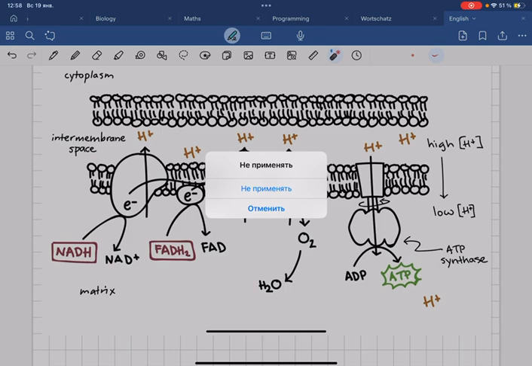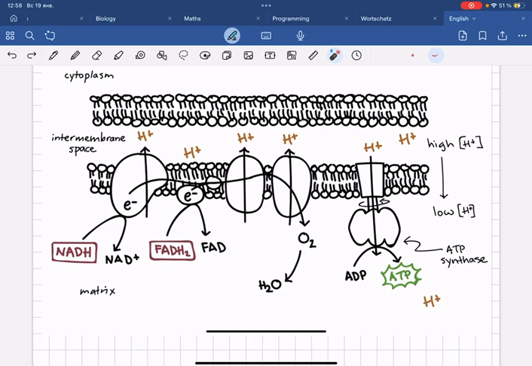So, the second step is called electron transfer. Electrons are passed through a series of proteins and cofactors in the chain. This includes complex 1, complex 2, complex 3, and complex 4. As electrons pass through these complexes, energy is released, which is used to pump protons, as we can see here, H+, across the inner mitochondrial membrane into the intermembrane space.